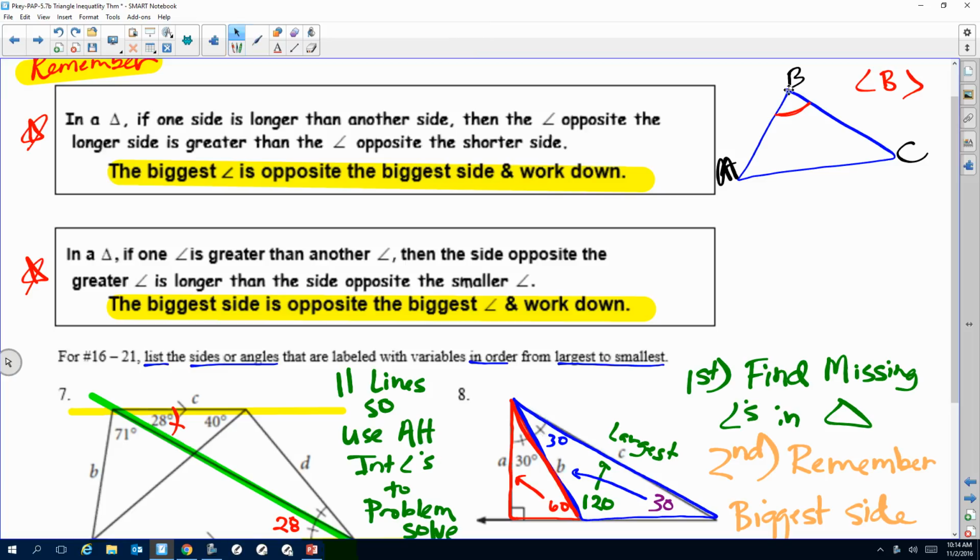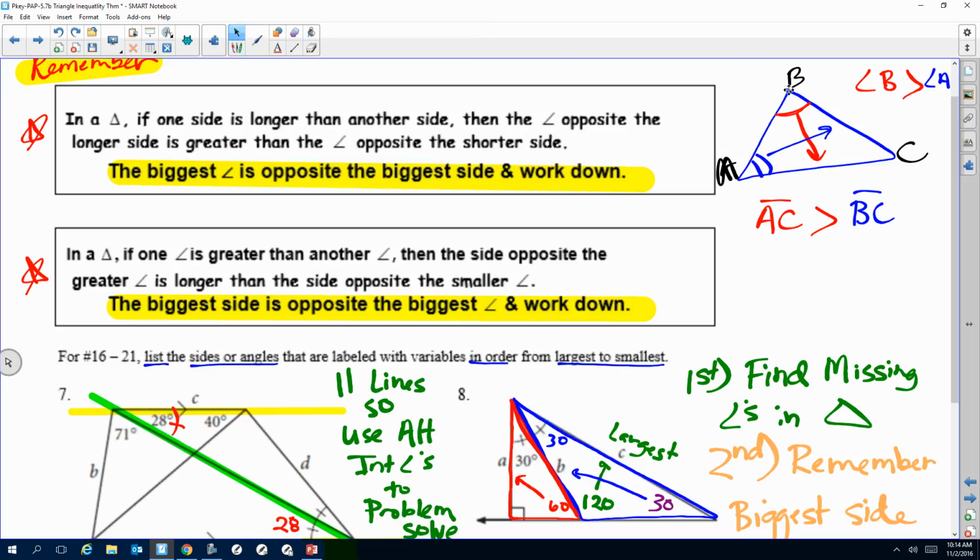So angle A, here's my angle A. B is greater than A. B is my biggest angle, so you have to look opposite that. What is the biggest side? AC. AC would be greater than, look opposite, BC. Okay, guys.